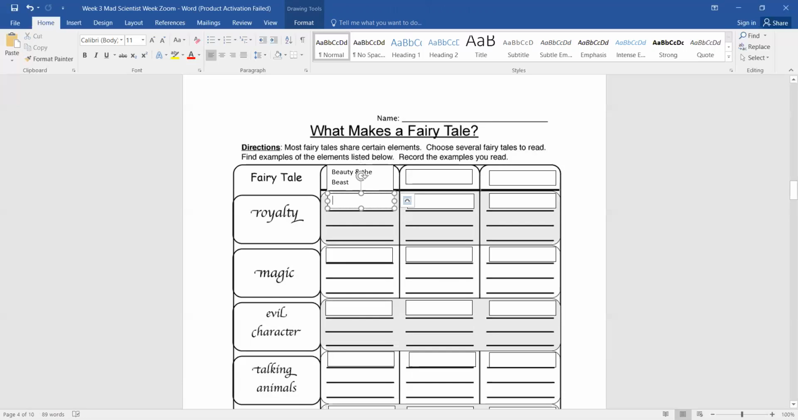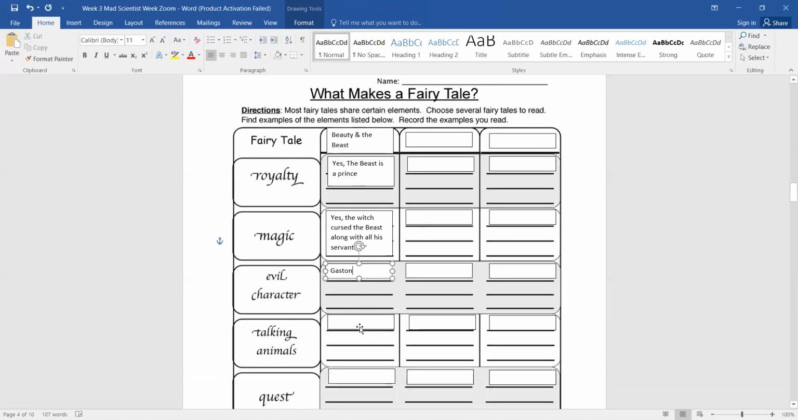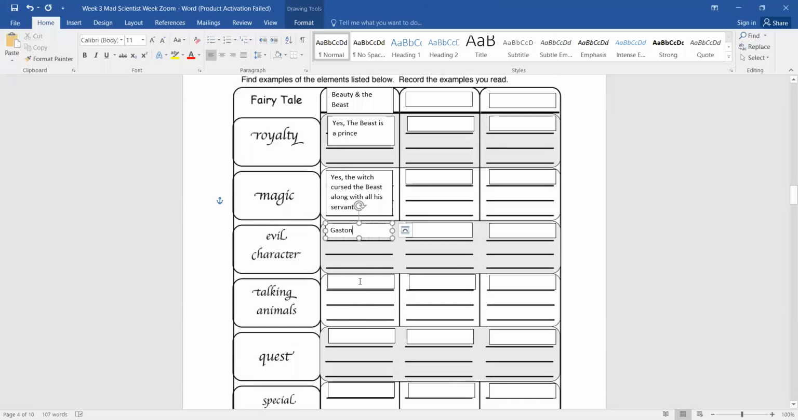And royalty, yes, the beast is royal, is a prince. Okay, magic, yes, the witch cursed the beast along with all his servants, right? Evil character, Gaston, because Gaston comes and tries to kill the beast. And the witch, I guess, but she's not technically evil.